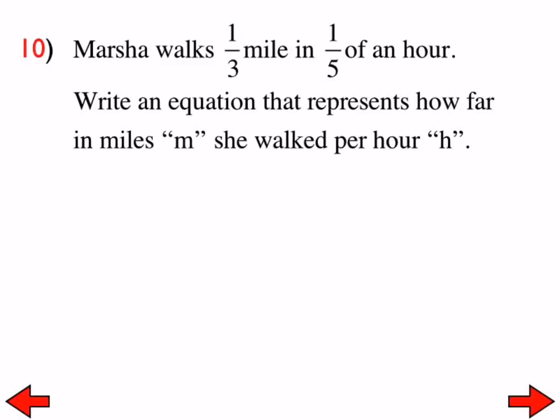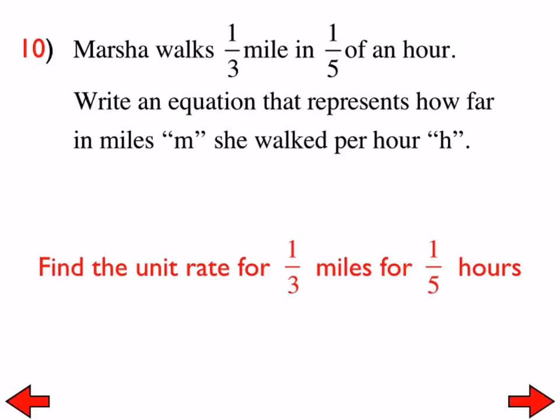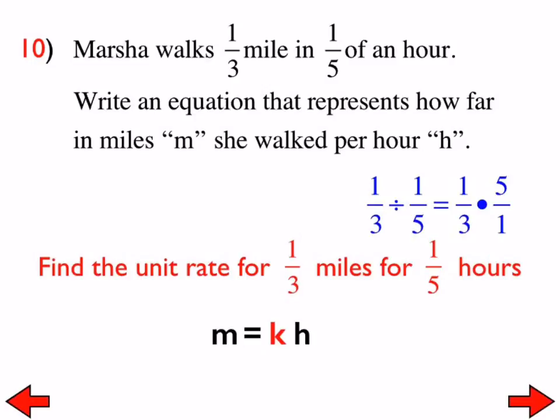Number 10, now we're taking a situation with fractional value. So Marshall walks 1/3 of a mile in 1/5 of an hour. Write an equation that represents how far in miles she walked per hour H. That tells us what direction we need to go. We need to find the unit rate, which is 5/3. And so M is equal to 5/3 H.